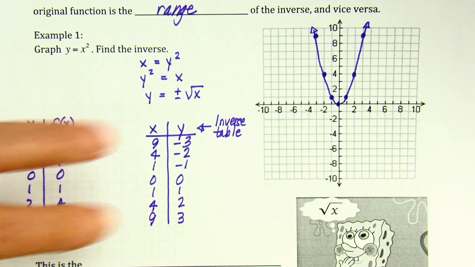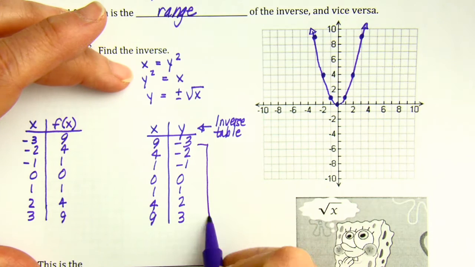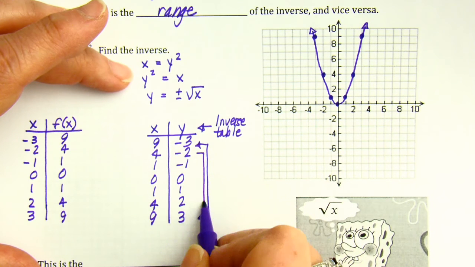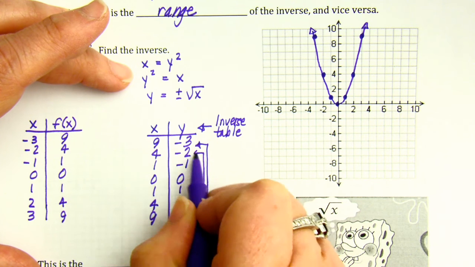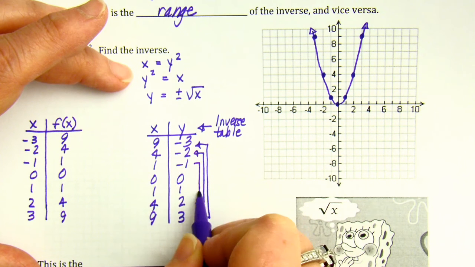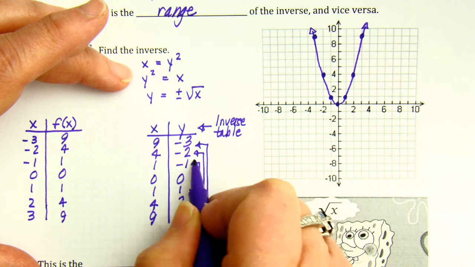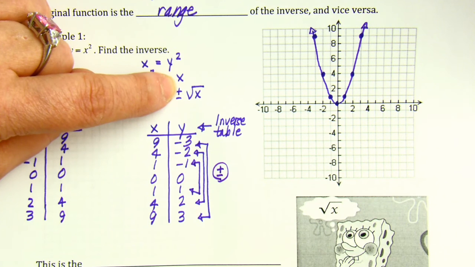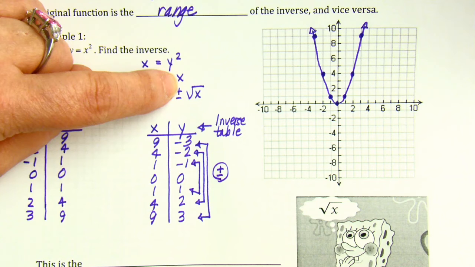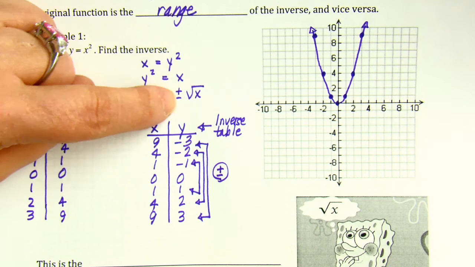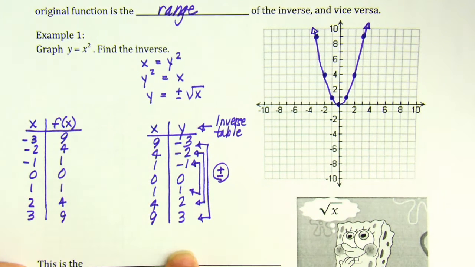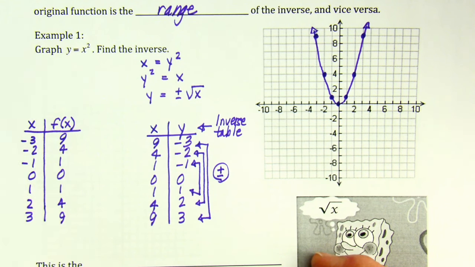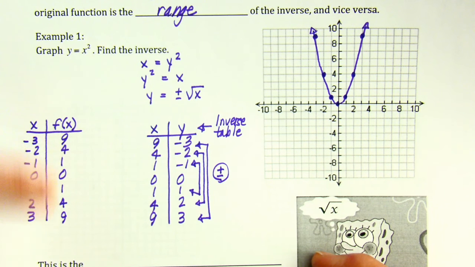Now notice on the y's, this is positive and negative 3. This is positive and negative 2. This is positive and negative 1. Why? Well, that's taking care of my plus or minus from this right here. Okay, the y equals positive square root of x, and then the y equals negative square root of x. So that's why we have positives and negatives on the y side versus over here we did not. All right, let's graph this.